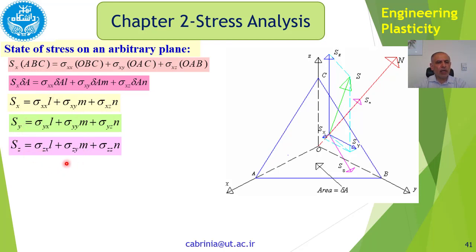You can see that here we have sigma XX, sigma YY, sigma ZZ, that's the diagonal of the matrix, and L, M, N are repeated all over the place. Therefore, we found that the components of S, which is a generalized stress vector on any arbitrary plane, can be related to the components of stresses along x, y, z directions and related to the cosine ratios. Of course, cosine ratio is the angle that the normal of the plane makes with the x, y, z axes.